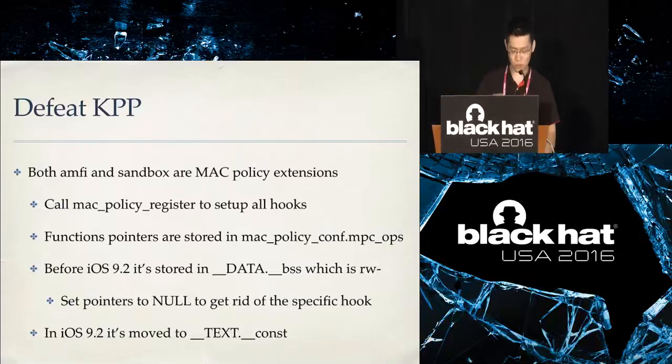Before iOS 9.2, Apple stored these function pointers in data BSS, so it's marked as RW. Yeah, so it's very easy to patch, because if you want to get rid of a specific hook, you can just set the pointer to null. But Apple realized how we patched the kernel in our jailbreak, and so in iOS 9.2, Apple moved all this data to the text const.